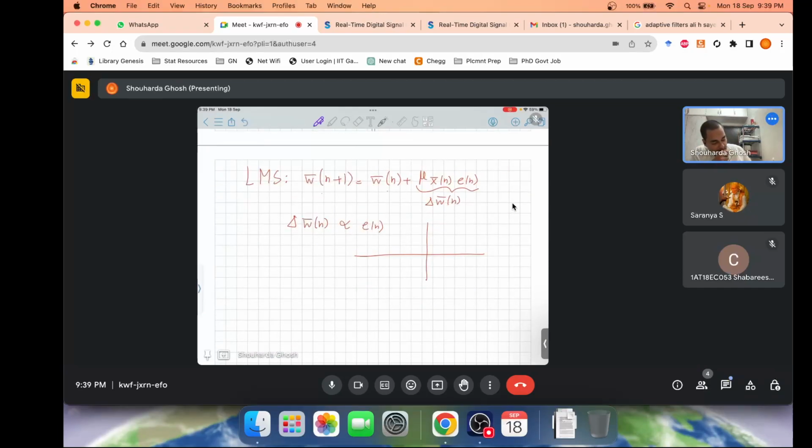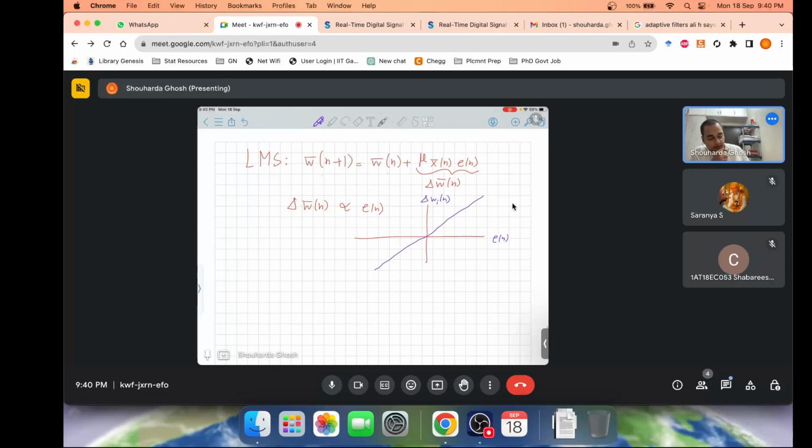So if you look at the increment, actually I should be plotting a single element, because W bar is a vector, so I should be plotting it with respect to a single weight element. So what will it look like? For all values of E, it is linearly proportional.